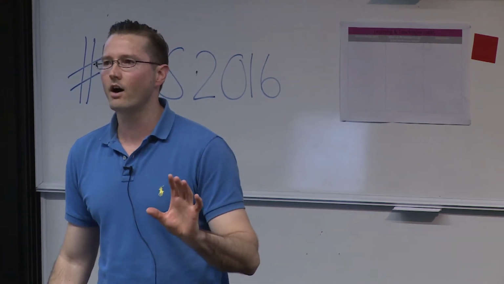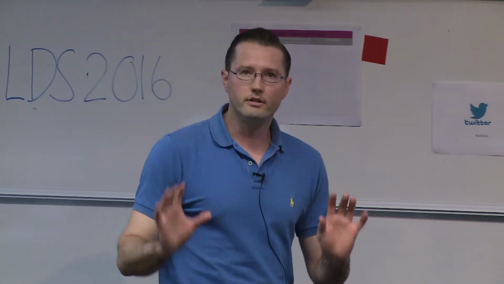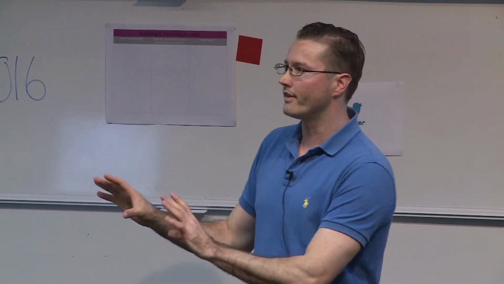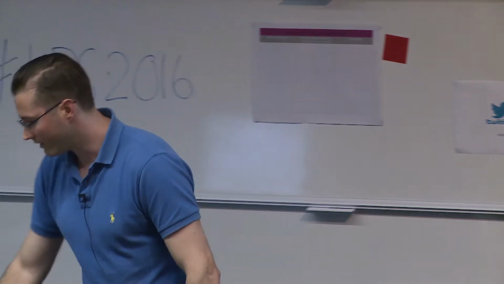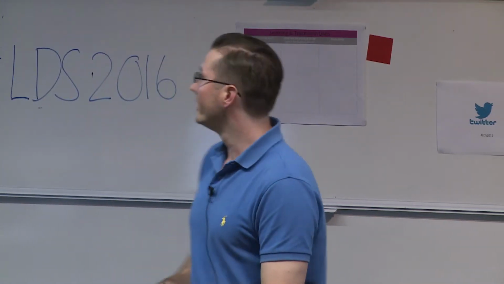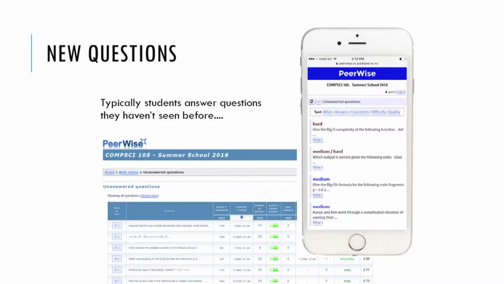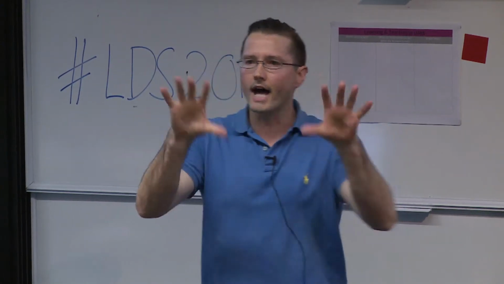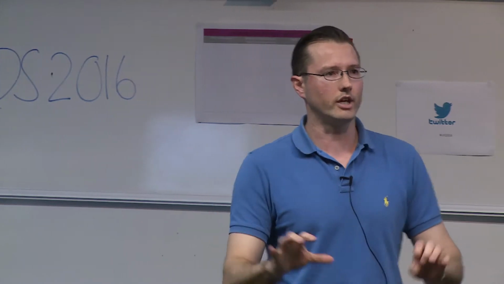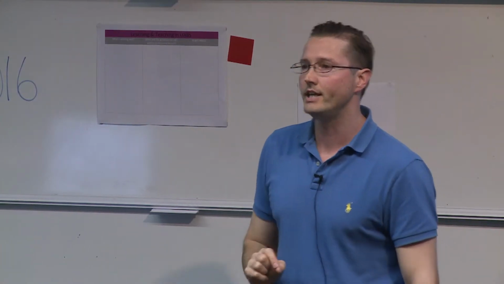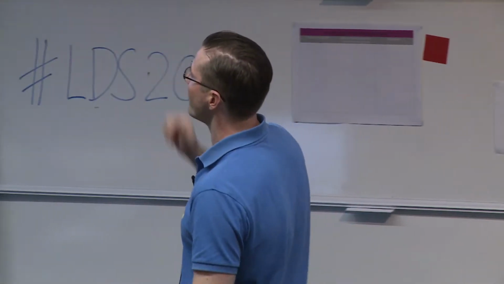What I want to touch on now are a few different ways that students get to interact with these questions that they've developed as a cohort. The most standard way that students interact with these questions is they answer the questions they've never seen before. So what this means is they log into Pairwise, they click on a section called the unanswered questions section, and this is a section of the interface that organizes all of the questions that the student hasn't seen yet, and then they just go through and answer those questions.